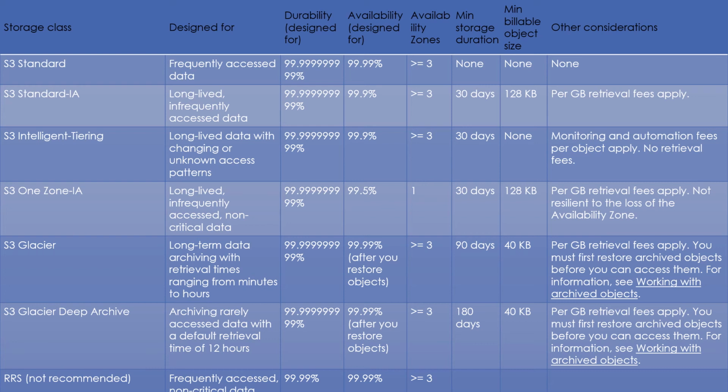Then the fourth one is S3 one zone IA. So that also has a per GB retrieval fee, but less than the standard IA, and the data won't be lost, but data will not be available during that time when the availability zone is not available. Then S3 Glacier, and the cheapest one is S3 Glacier Deep Archive. We are not considering RRS in the comparison.